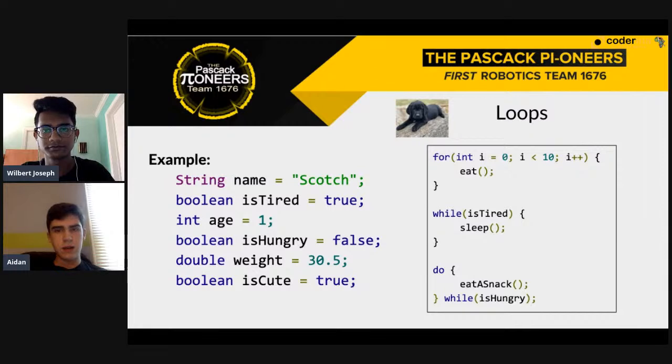So a solid example here is for the for loop. It's going to go through the for loop code like 10 times, as the numbers indicate it'll end. And then it'll go through eat 10 times, and the while loop until, well, this is an example of an infinite while loop because the condition will never change unless the sleep method changes the variable. And yeah, the do while loop will do eat a snack once and then keep going while is hungry is true, but it's false, so it should go over it.